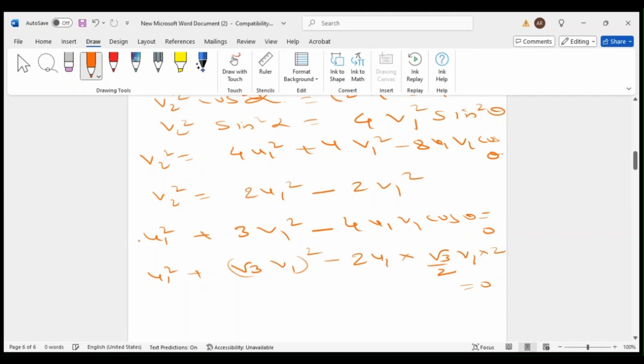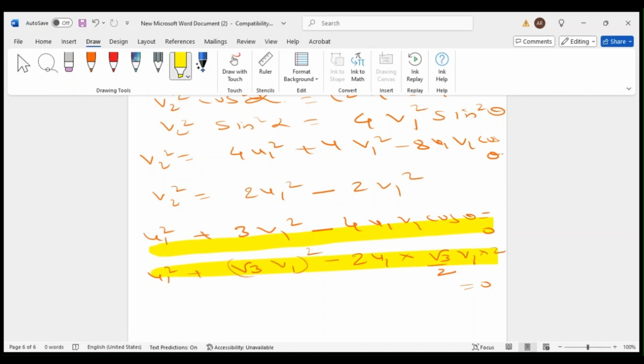On comparing these equations, you have to compare these equations and these equations. You will get the cos theta value, which is cos theta is equal to root 3 by 2, which gives theta equal to pi by 6. This is the answer.